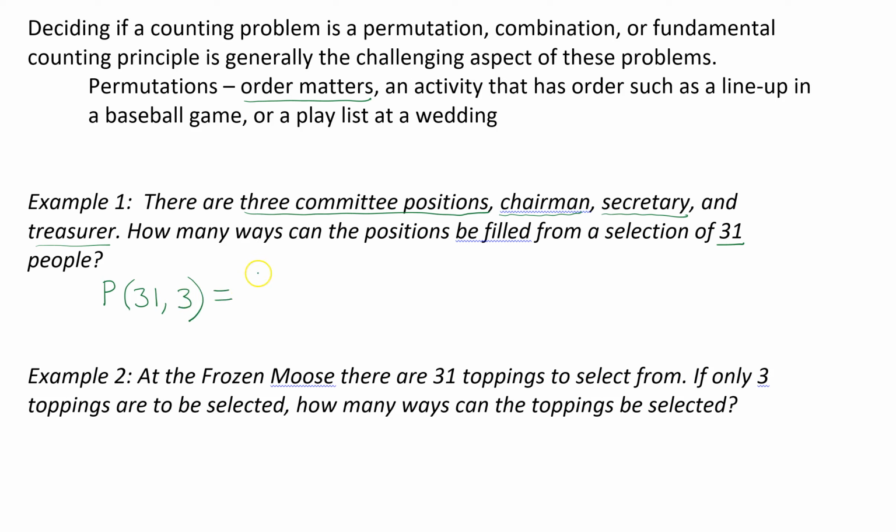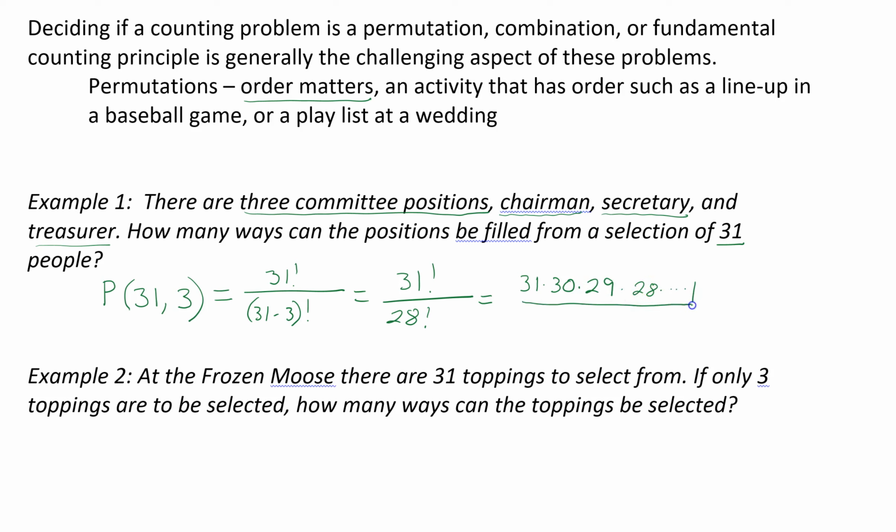So doing this by hand, I can see that it's 31 factorial over 31 minus 3 factorial, or 31 factorial over 28 factorial. And this would simplify down to really be 31 times 30 times 29, because everything from 28 on would reduce out with the denominator. When order matters, the answer that we arrive at is 26,970.